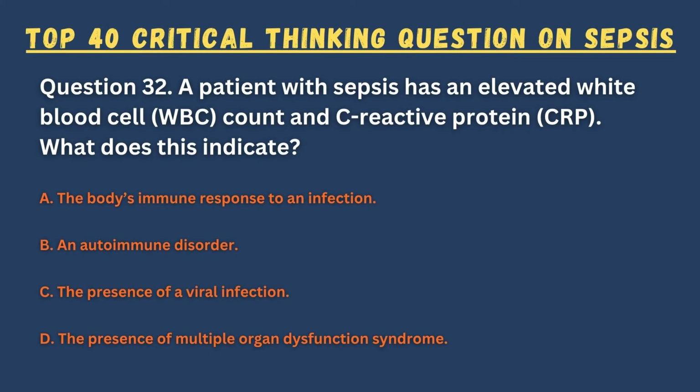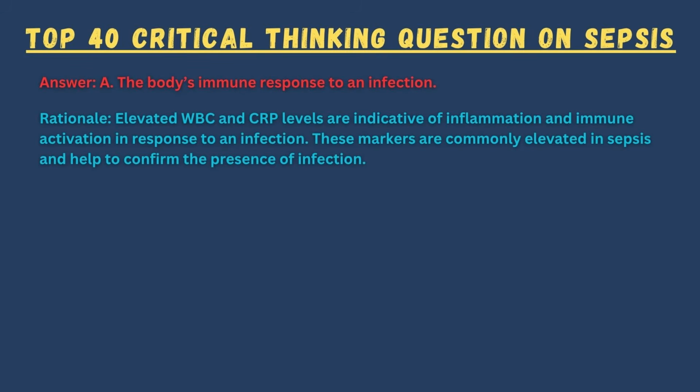The presence of a viral infection. D. The presence of multiple organ dysfunction syndrome. Answer: A. The body's immune response to an infection. Rationale: elevated WBC and CRP levels are indicative of inflammation and immune activation in response to an infection. These markers are commonly elevated in sepsis and help to confirm the presence of infection.